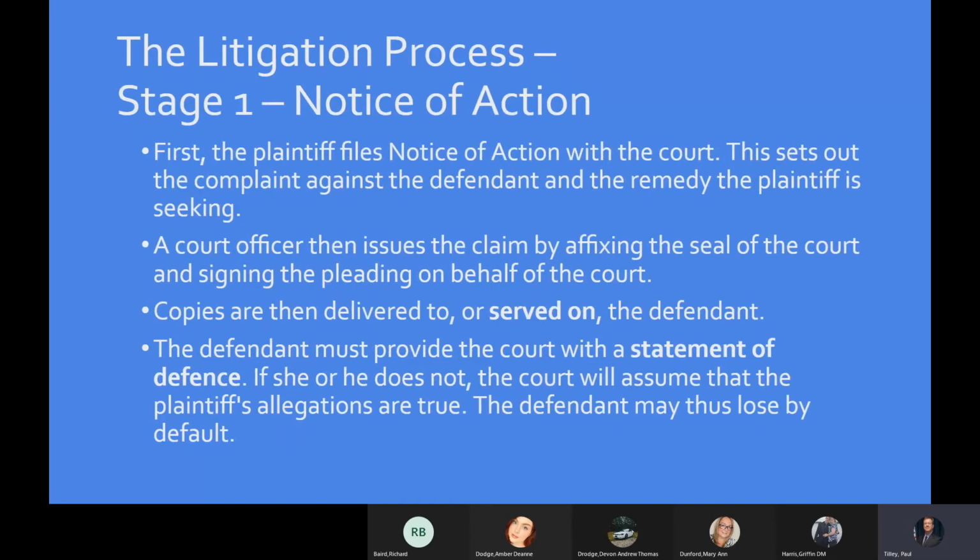So the defendant's job then, your job if you're the one being sued, is to provide the court with a statement of defense. You shouldn't ignore it. You should say, no, I didn't do this, or here's my rationale. If he or she doesn't do anything, the court will assume that the plaintiff's allegations are true, and the defendant will thus potentially lose by default. Now that doesn't happen very often, because if the case is serious enough, the defendant will respond.